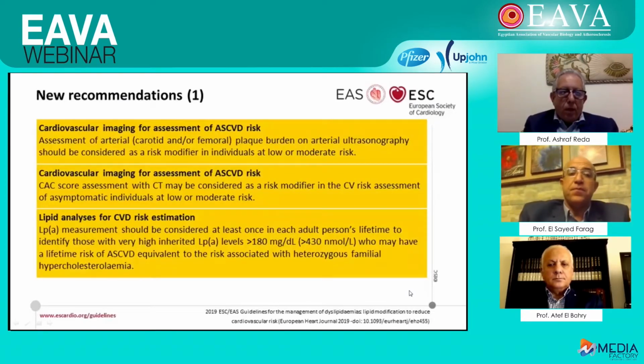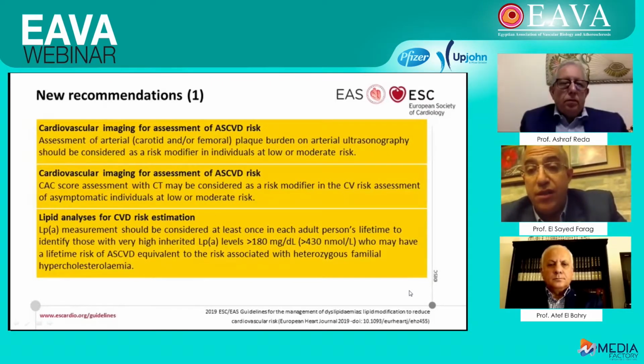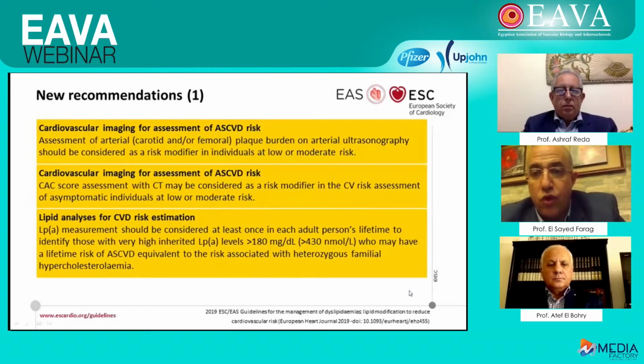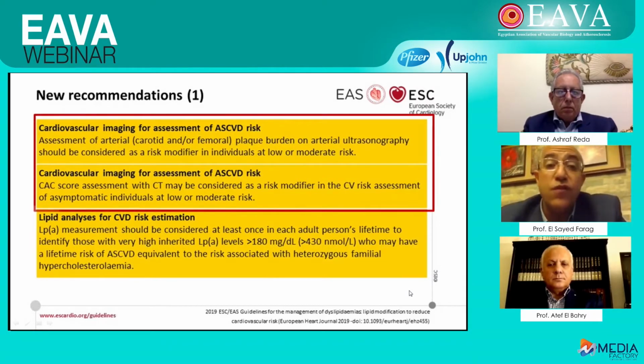And that's why, because of the imaging modalities we see and because of the patient-centered approach through the journey of atherosclerotic cardiovascular disease, the new recommendation came up at the end of 2019, highlighting the importance of cardiovascular imaging for assessment of atherosclerotic cardiovascular disease risk. Assessment of arterial plaque burden on arterial ultrasound should be considered a risk modifier, especially in those patients in the blind spot.